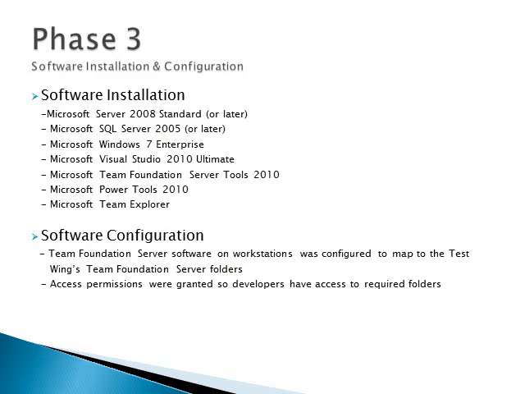Phase 3 of the project is the software installation and configuration phase. For software installation, all the required software that was not already installed on workstations and servers was installed. For software configuration, Team Foundation server software on workstations was configured to map to the Test Wing's Team Foundation server folders. Access permissions were granted so developers have access to the required folders.